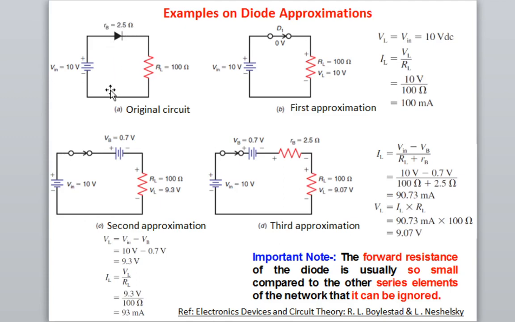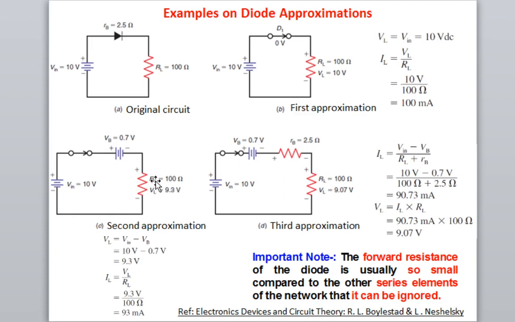If a silicon diode is there, then obviously this diode will be replaced with a 0.7 volt battery. So this is the 10 volt input power supply and this is the 0.7 volt diode voltage, what we are calling barrier voltage. Obviously the voltage which will appear across the load resistance will be equal to this voltage minus this voltage. VL will be equal to Vin minus VB, input voltage minus barrier voltage, that is equal to 9.3 volt.